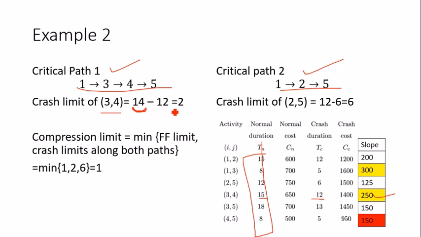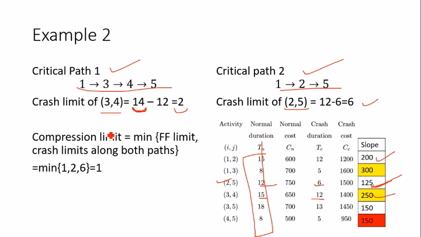So crash limit is now 2, and on this path 1 to 2 to 5, slope of 1 to 2 is 200 and slope of 2 to 5 is 125. So 125 is minimum, so 2 to 5 will be chosen for crashing. So to compute the crash limit of 2 to 5, this is 12 minus 6, which is 6.